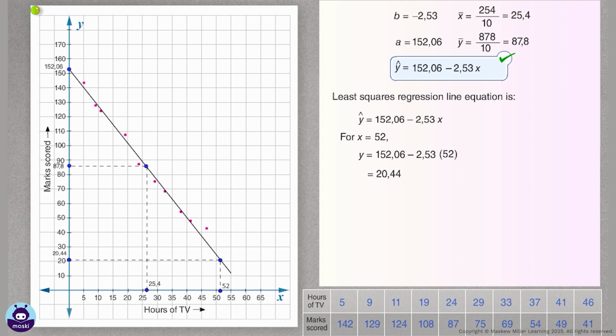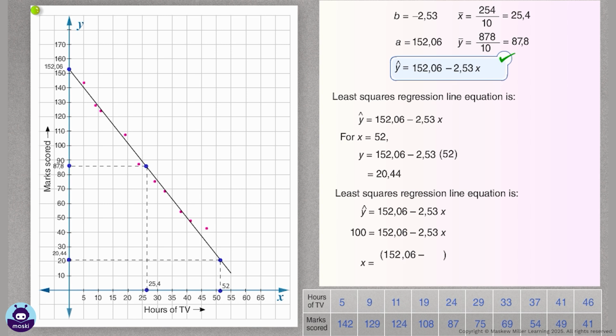This equation can also be used to roughly estimate the number of hours of television watched in a week if we know the marks scored by the learner. For example, we can estimate the number of hours of television watched in a week by a learner who scored 100 marks in the exam as follows. Least squares regression line equation is y hat is equal to 152,06 minus 2,53x. 100 is equal to 152,06 minus 2,53x. X is equal to 152,06 minus 100 all over 2,53 is equal to 20,58. Hence we can estimate the learner who scored 100 marks would have watched about 20,5 hours of television every week on an average.